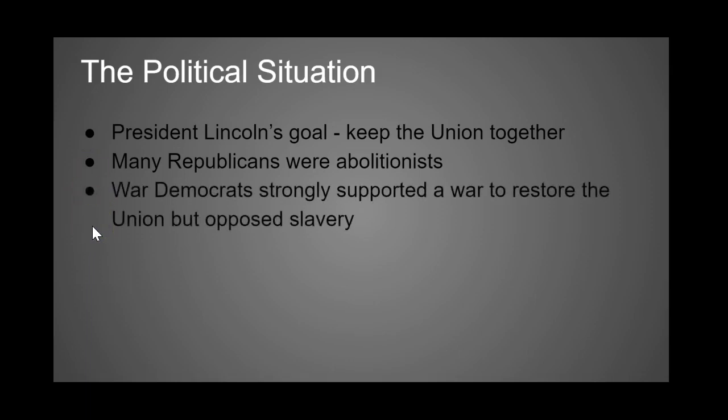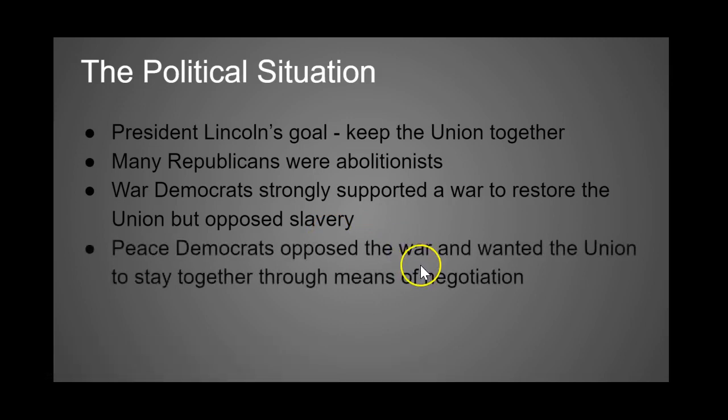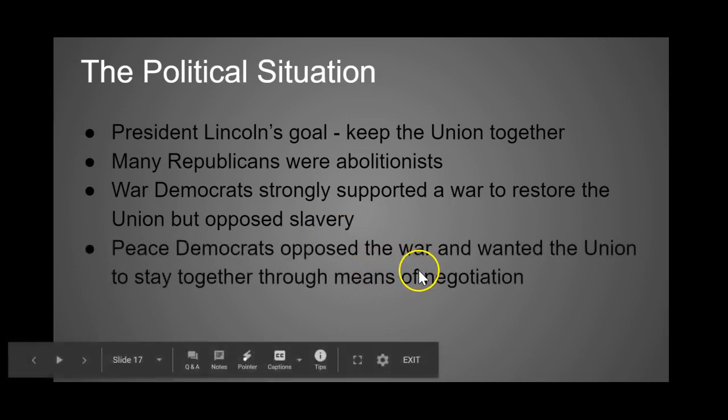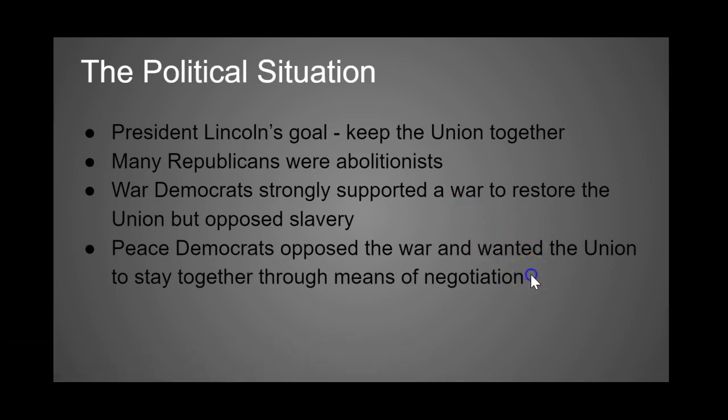War Democrats strongly supported a war to restore the Union, but they opposed slavery. Then we have Peace Democrats, who opposed the war, so they were against it. These guys were for it. And they wanted the Union to stay together through means of negotiation. So they don't want the country to go to war. So you've got these different sides that are kind of fighting against each other.